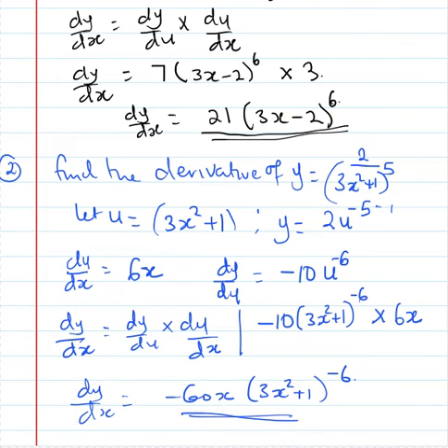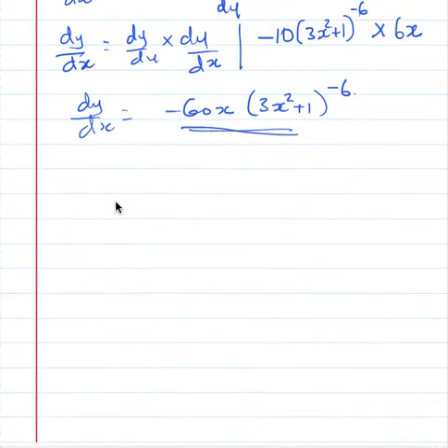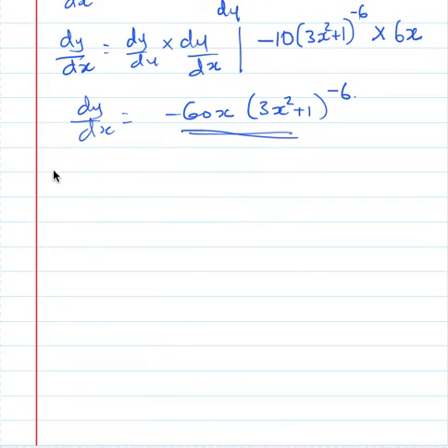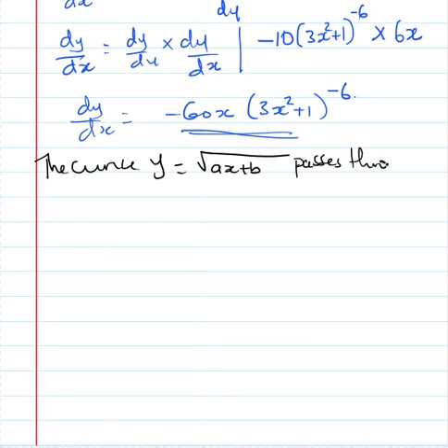Hope you're following, and I hope you are enjoying the application of the chain rule. Let's do one more. I hope this will be enough space. If it's not enough, we shall erase and continue. So the curve y equals root of (ax plus b) passes through the point.